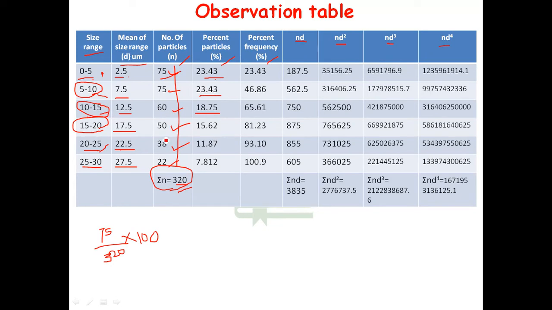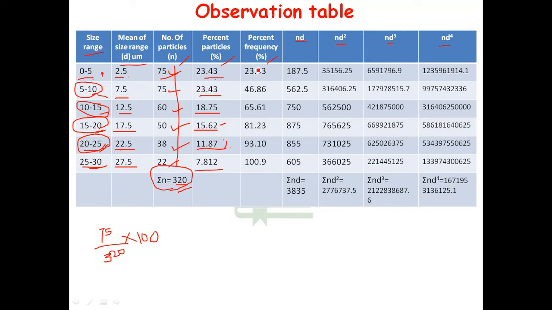Then for size range 15 to 20, out of 100 particles, 15.62 particles were in the size range of 15 to 20. So we can say from these calculations, out of all 320 particles, 11.87% fell into the size range 20 to 25. Then 7.812% of the particles were in the size range of 25 to 30.